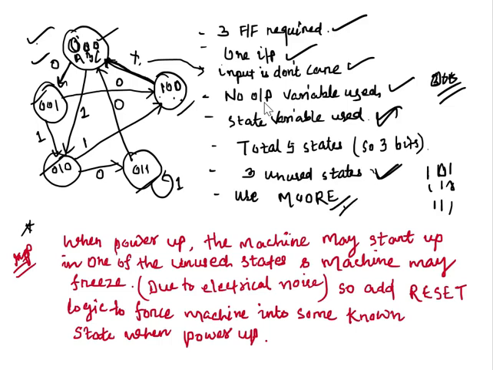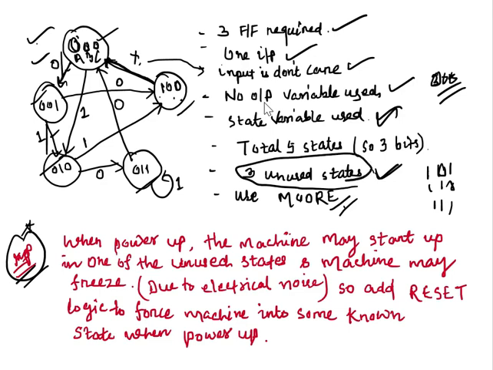So it is better to use Moore. Why use Moore here? Because here no output is given. There is no output given here, so it is better to use Moore.